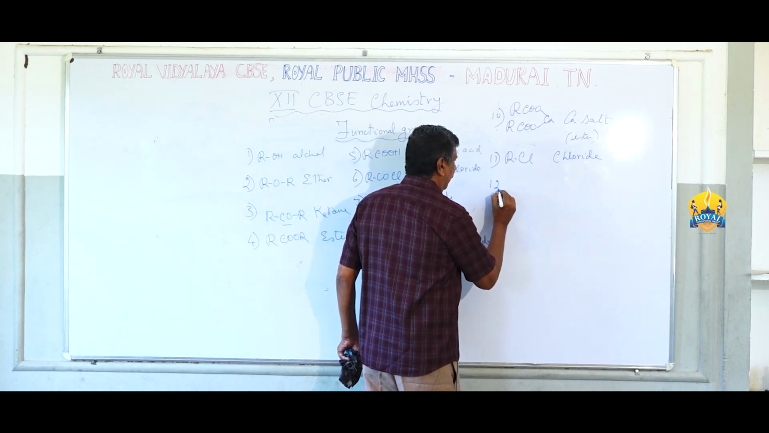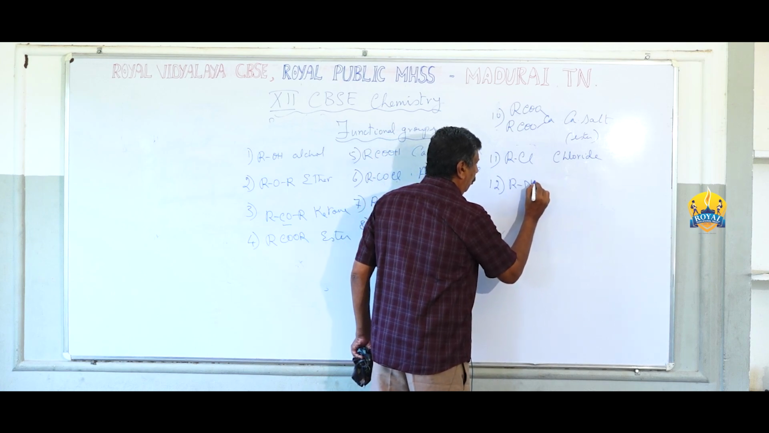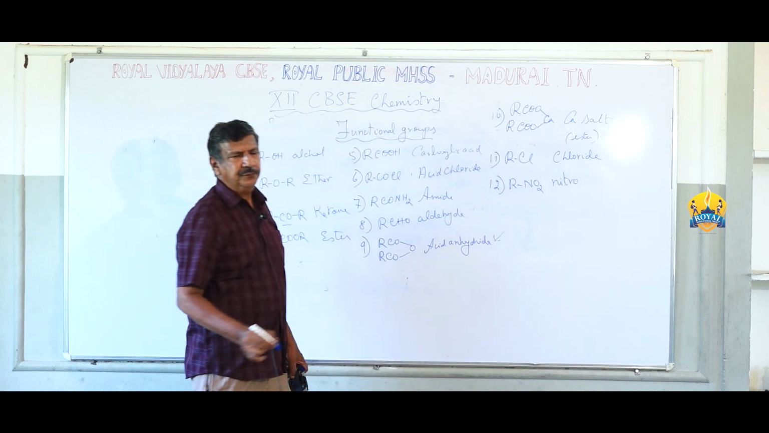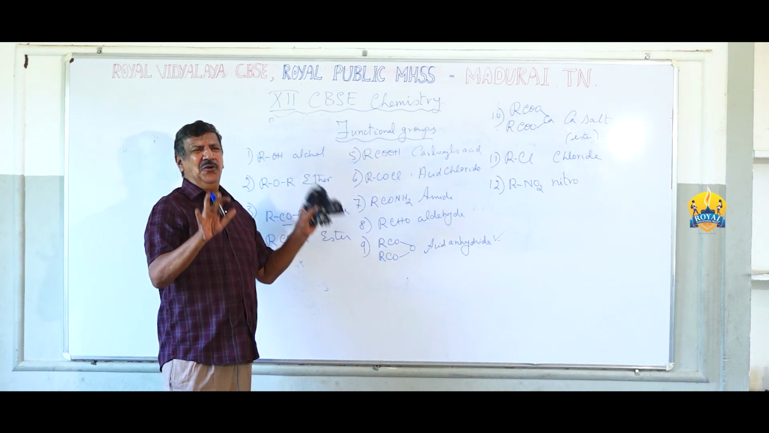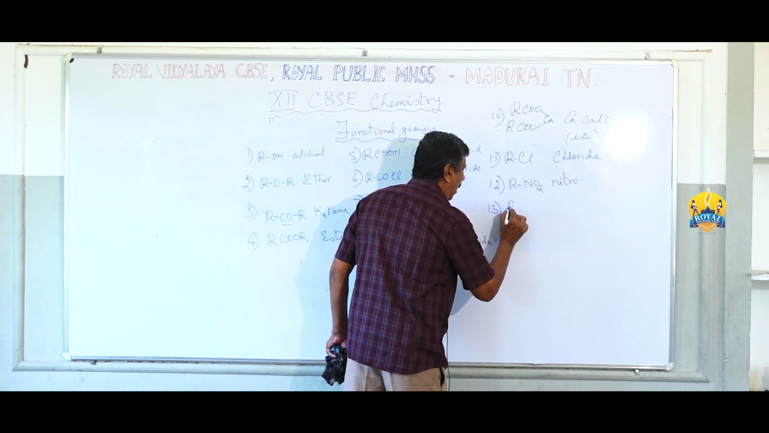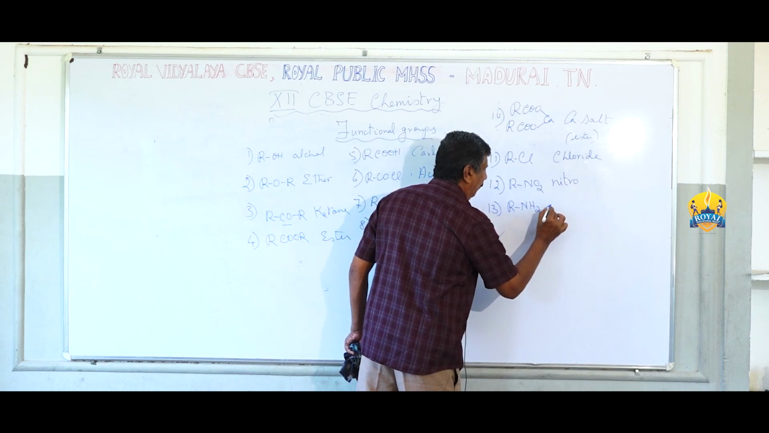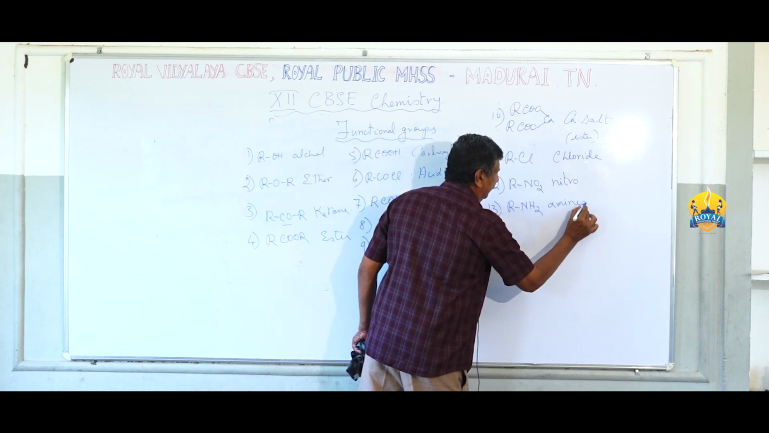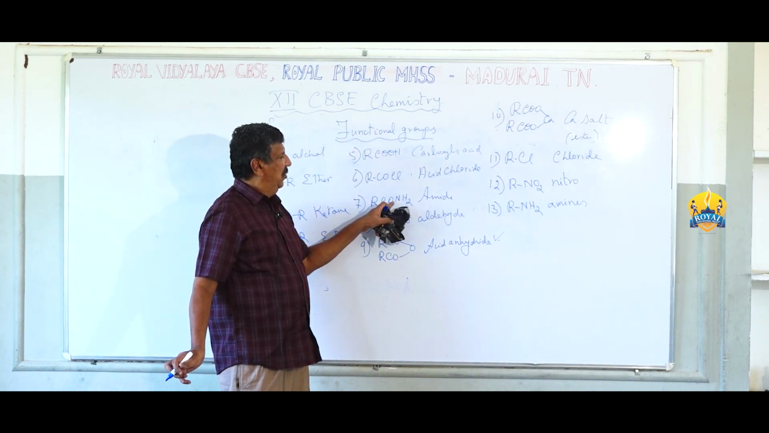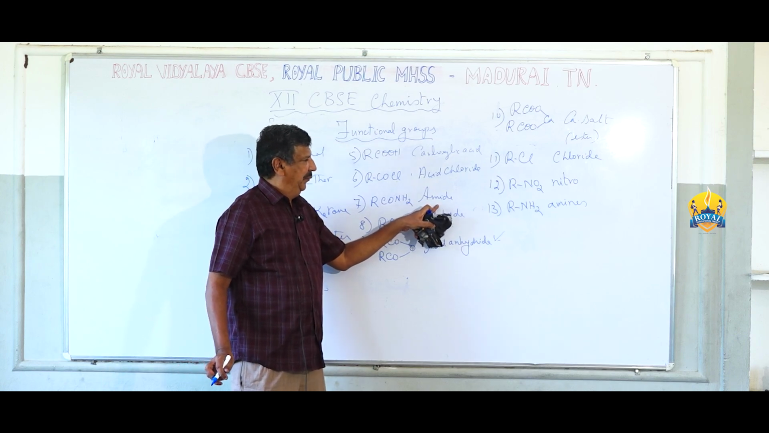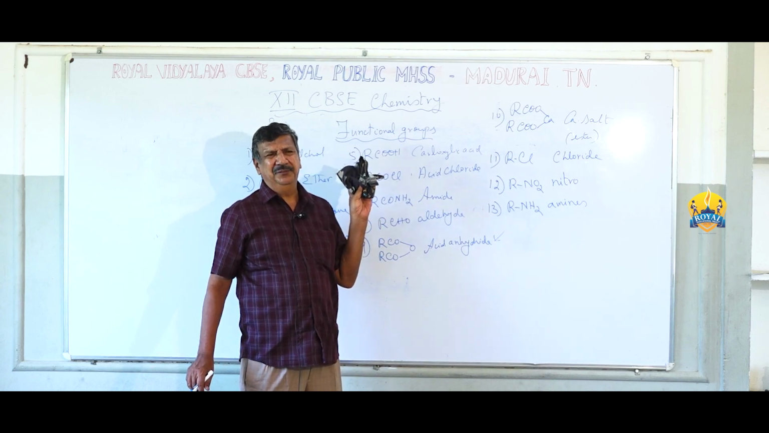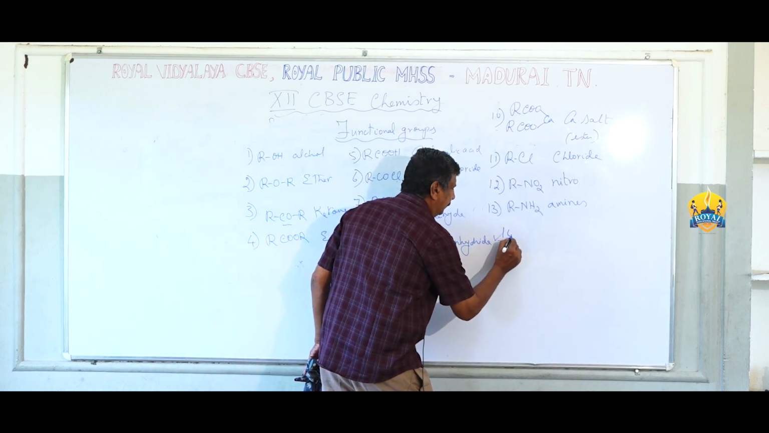Next one, NO2. NO2 means nitro compounds. Just learn like this. Nitro means NO2. That's all. Next one, NH2. It is called amine. You see the difference? CONH2 means amide. NH2 means amines. Be very careful.